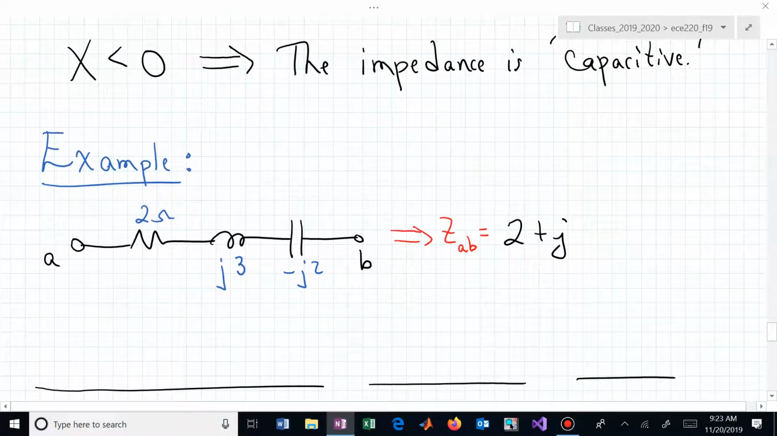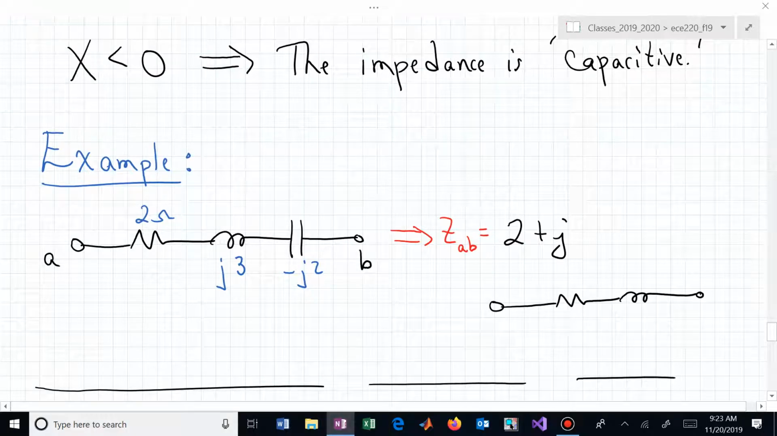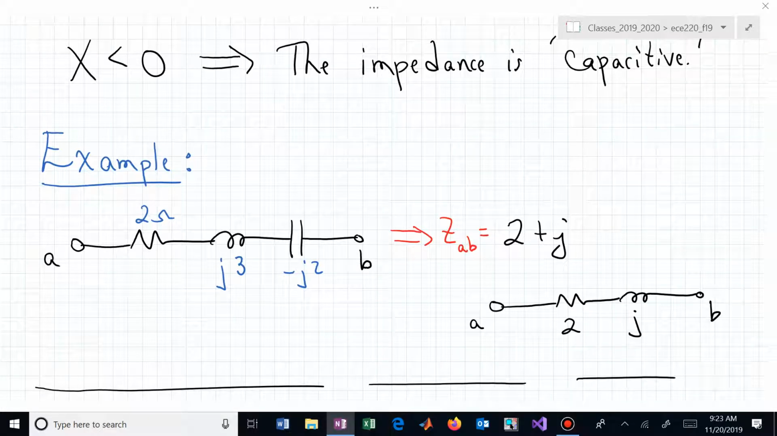Which means, effectively, you could redraw that original schematic with R, L, and C as just an R and an L, where the resistor is 2 and the inductor is j. Effectively now, your interconnection of R, L, and C looks like an RL interconnected set of passive elements.